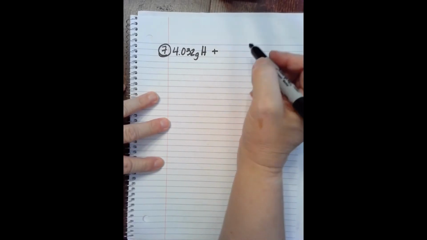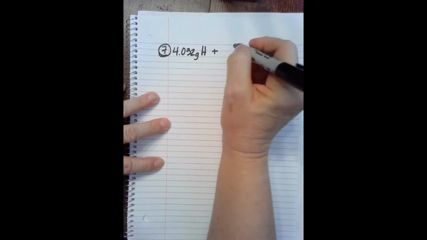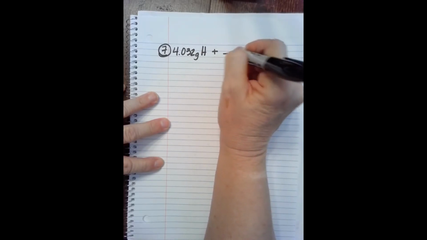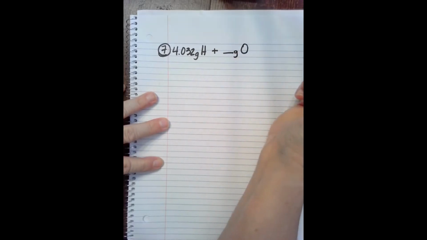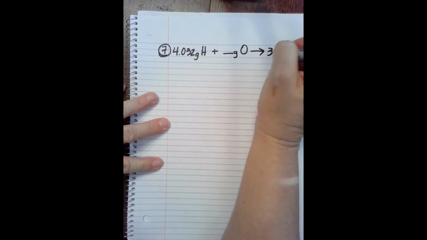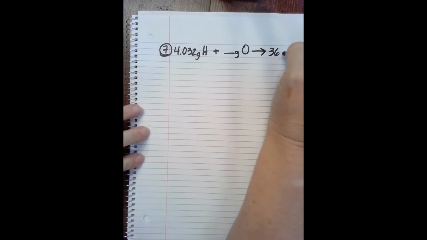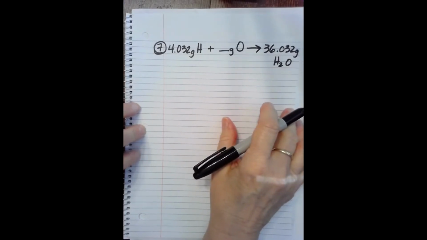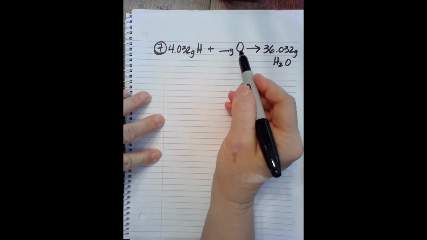Combined with oxygen. All right, so it doesn't tell me how much oxygen. So I'm going to say grams of oxygen. It doesn't tell me how many. To form 36.032 grams of water, H2O. How many grams of oxygen reacted?